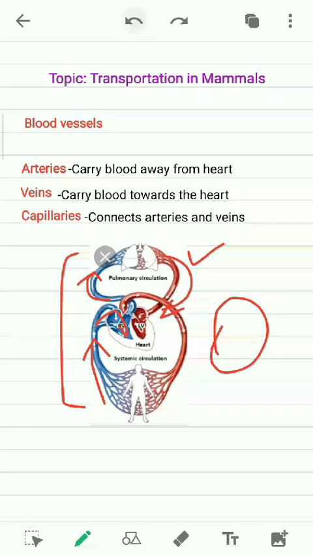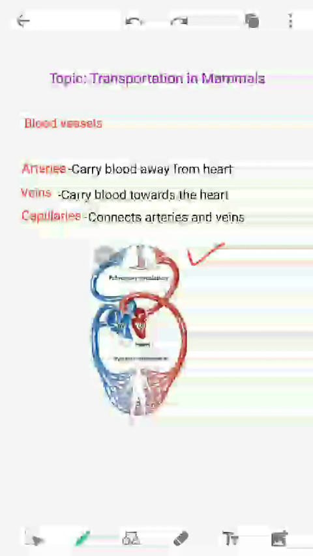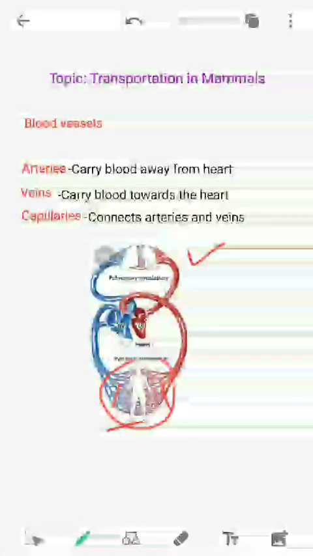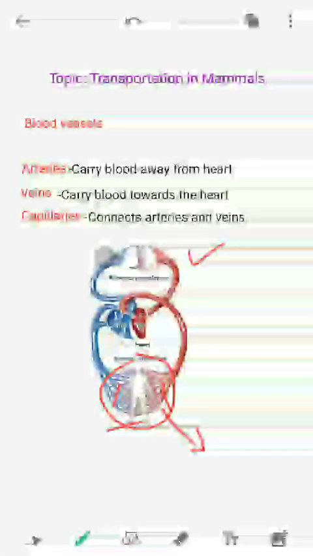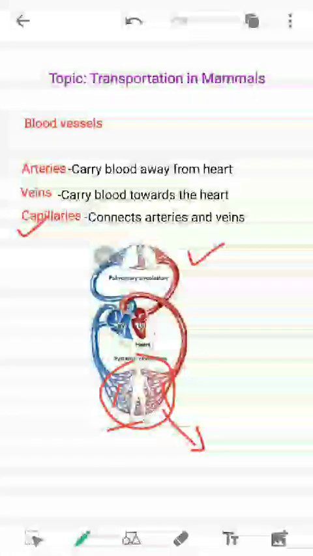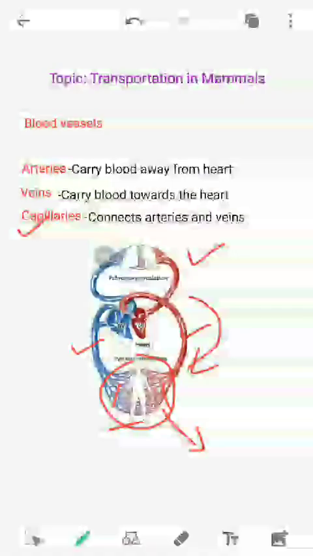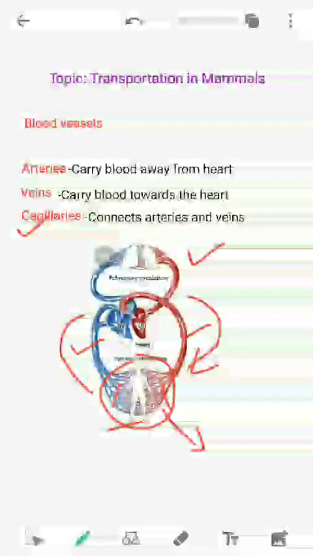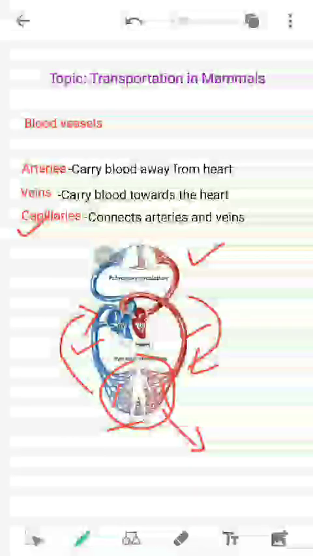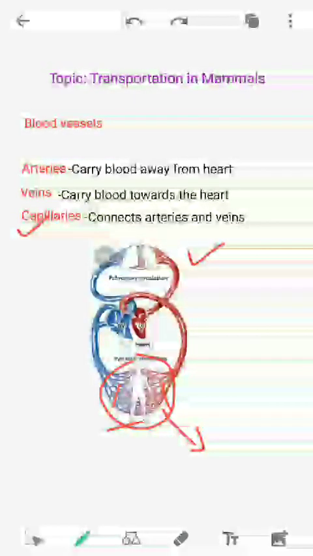And you can also notice something, that before going into the other side of the heart, you can see this meshwork. This whole thing is basically the third type, which is the capillaries. Capillaries are those which are single cell thick, and they join the arteries and the veins. Arteries are carrying blood away from the heart, and veins are taking the blood towards the heart. Okay, this was the overview of all these blood vessels.